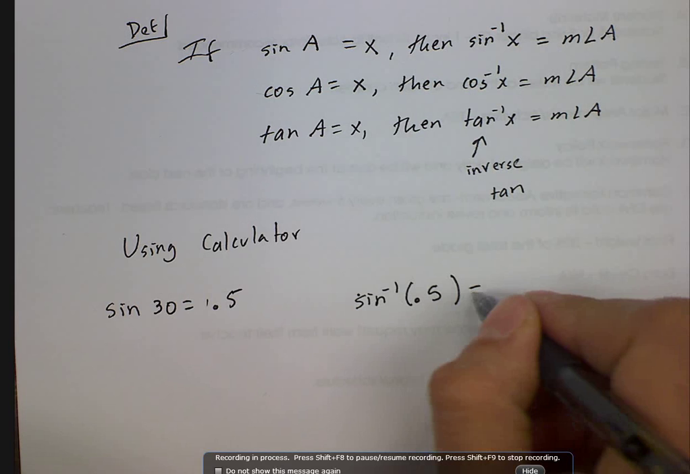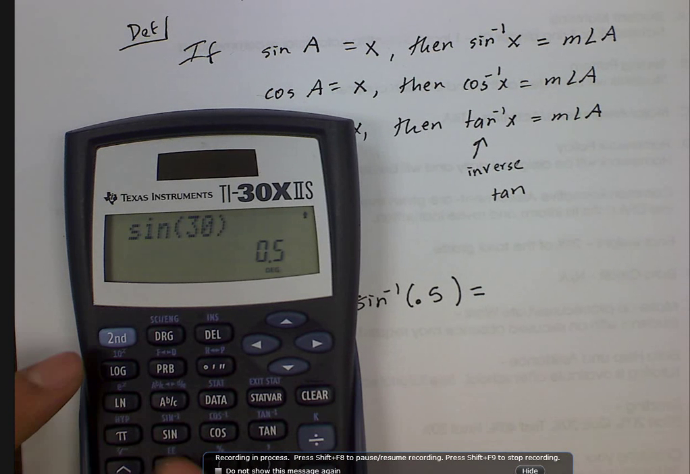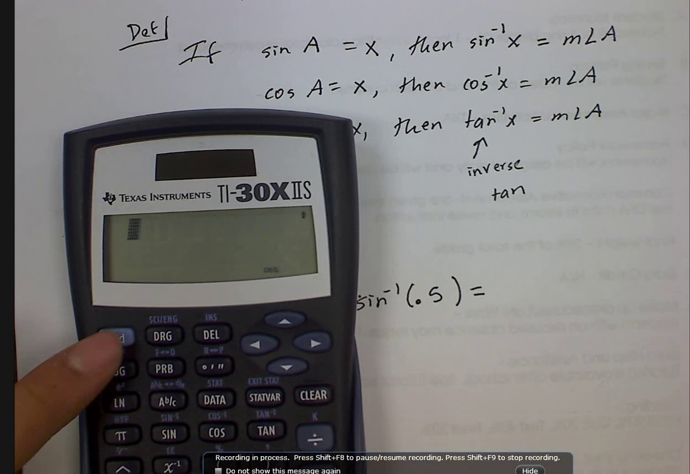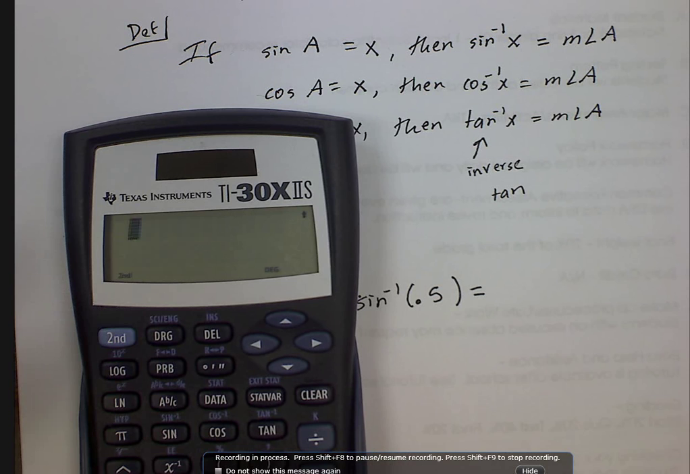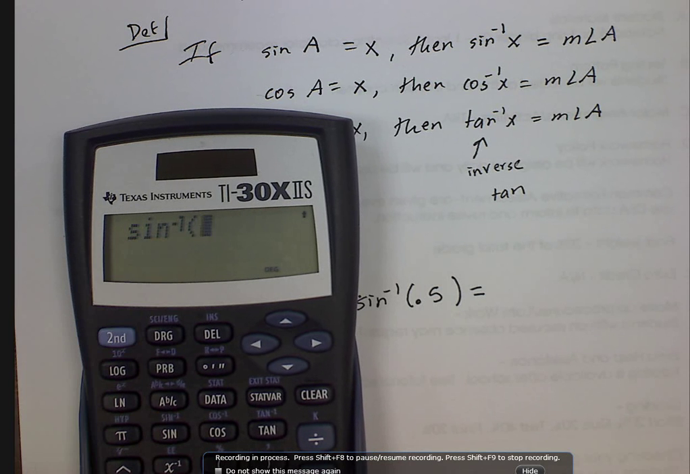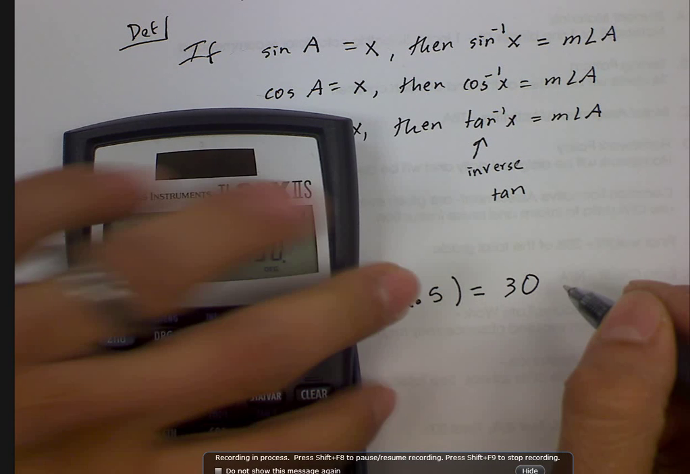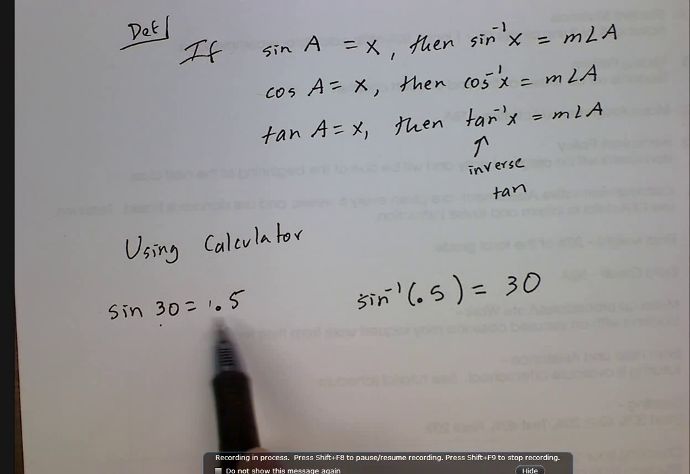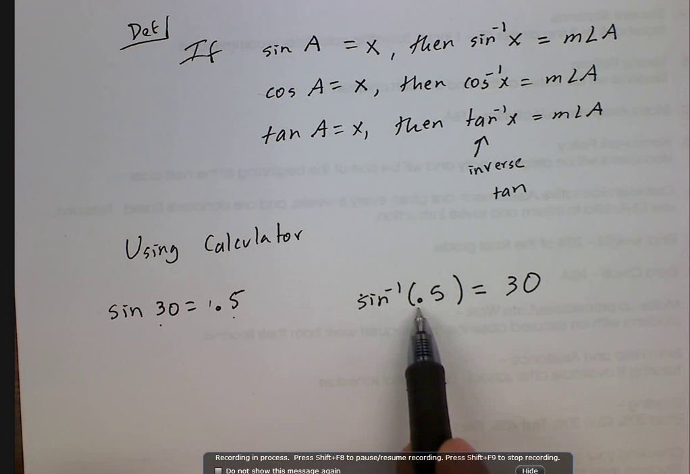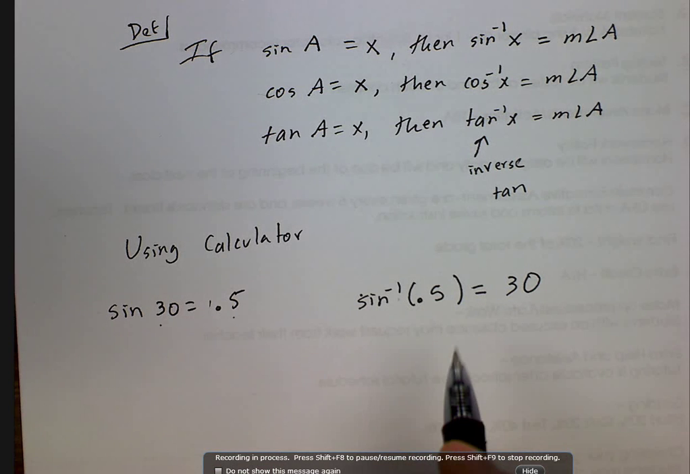So all you have to do is, instead of doing sine, you're going to get sine inverse. In this calculator, you have to press second and then sine, and you see then we got sine inverse, and then you do 0.5, and there it is, 30 degrees. So as you can see, sine of 30 is 1/2, but sine inverse of 1/2 is 30. So the inverse is giving you back that angle. It's like going backwards.